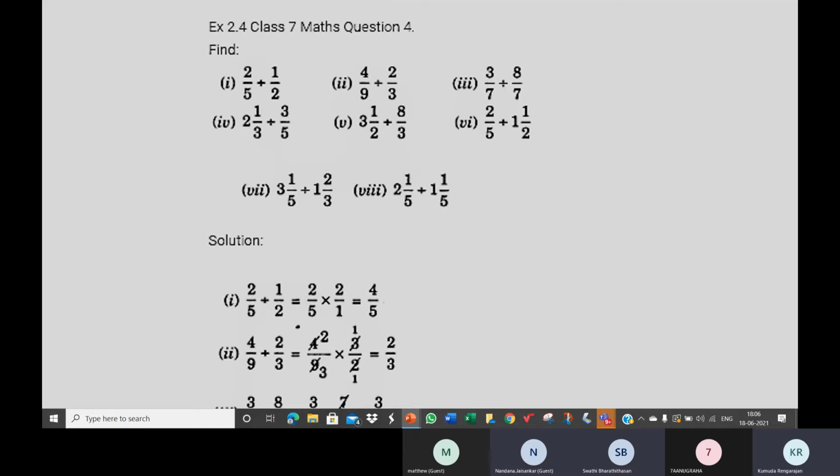Ma'am, convert them into improper fractions, and then we have to find the LCM. We talked about multiplying. Swati, disable your mic. Nandana wanted to say something. Yes, Nandana? First you should find the LCM and convert it into like fractions. Nandana, see, my question is, when we are multiplying fractions, supposing we have to multiply three fractions, how do we multiply? What is the first step?